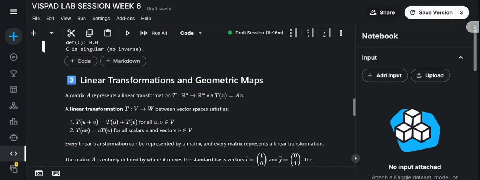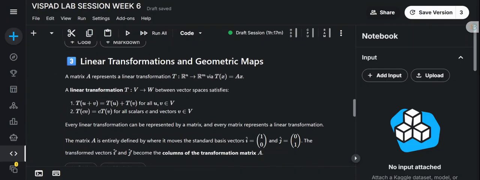So we are moving to linear transformations and geometric maps. Linear transformations are simply the foundation of a geometric map, and we'll get into that soon. Now a matrix A represents a linear transformation. That is, T induces a form of transformation from one dimension R^n into another dimension R^m via a certain equation. This is what T of x equals Ax.